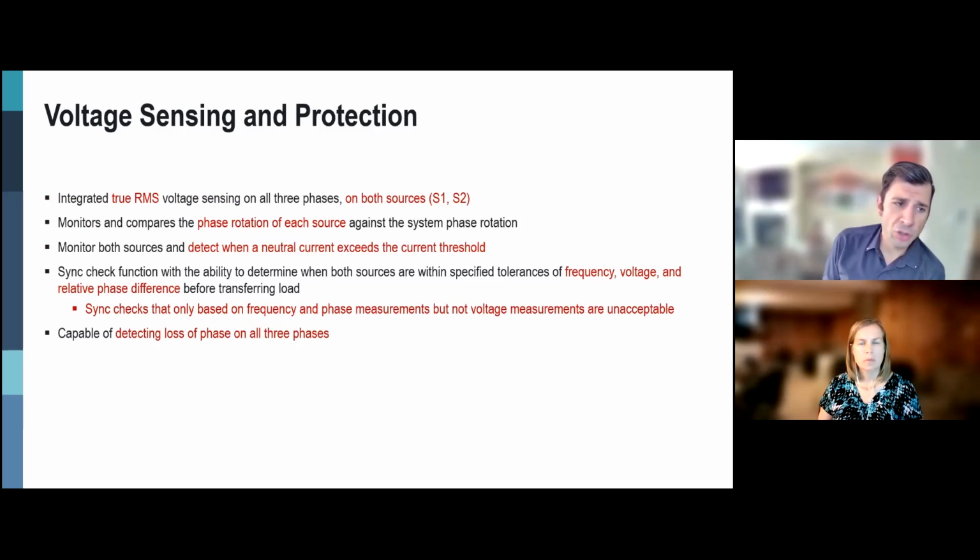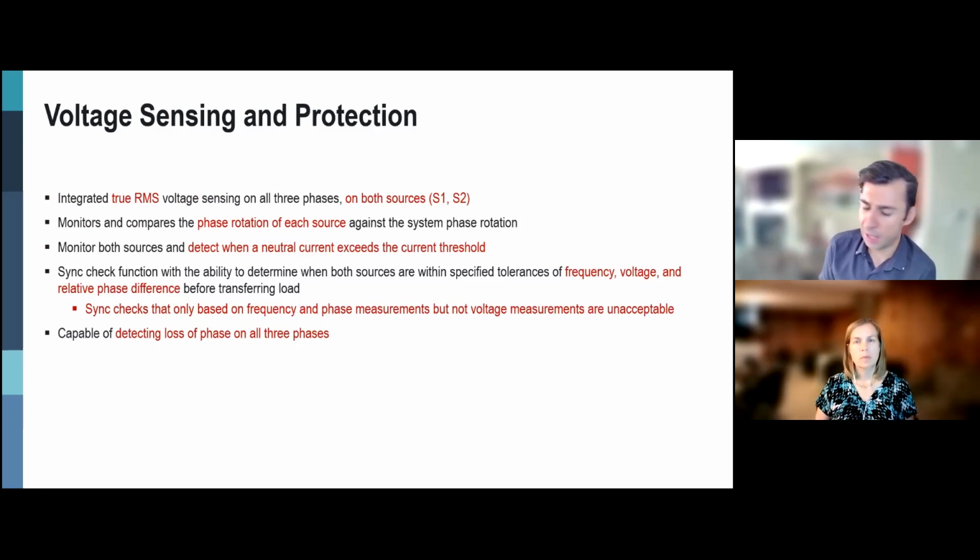Voltage sensing and protection. We expect true RMS voltage sensing from the control itself, and we want sensing on both sources, source 1 and source 2, and on all phases, phase A, B, and C, because obviously you can easily lose one phase from the utility. But we also have to have redundancy and complete protection for our loads. And so we want to have sensing on the 3 phases on the generator, or on the other source as well.